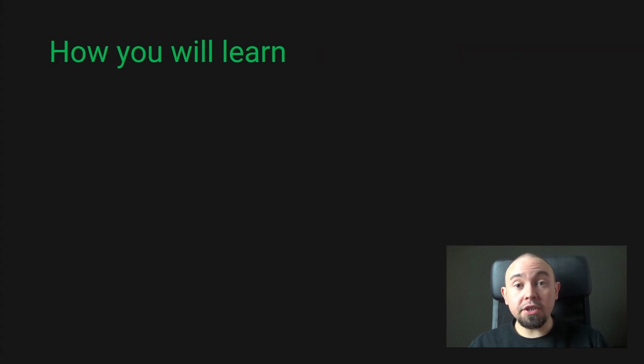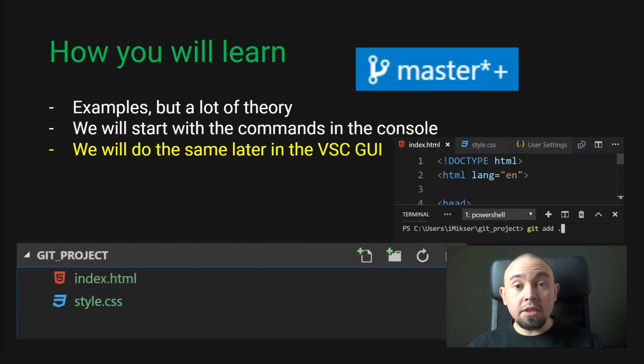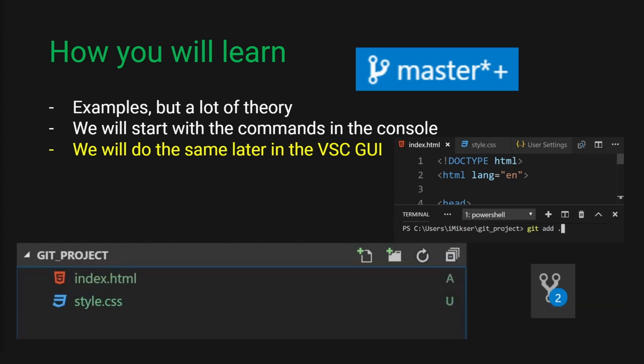Now, how you will learn in this course. There will be many practical examples, but also a lot of theory. We will start by writing commands in the console. I'll tell you a bit what the commands are, what they do, and what they mean. Later, we will do the same as in the console, using the Visual Studio Code graphical interface. There are several ways to use Git, and I want to show them to you.